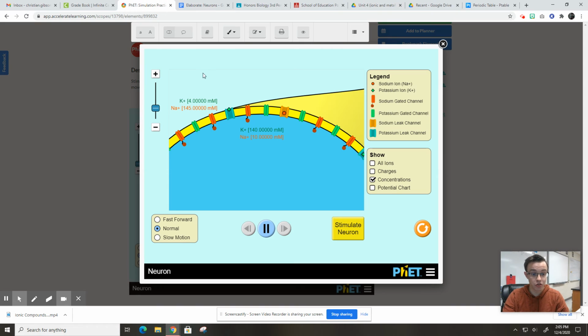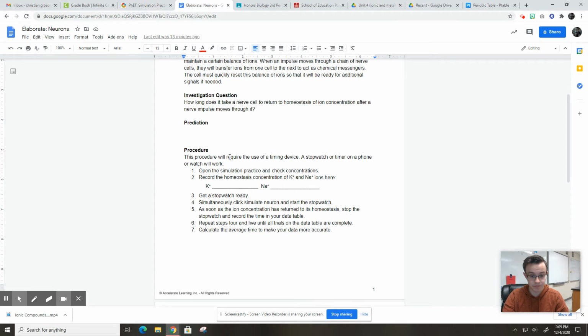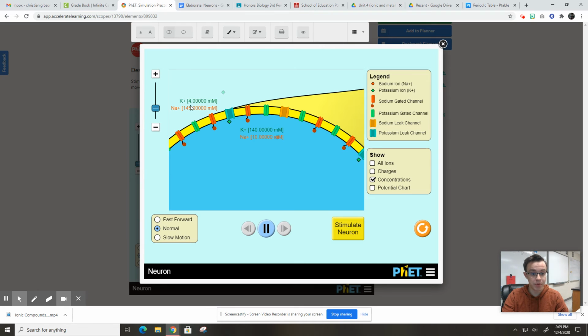So right now the normal level of potassium would be, you can choose inside or outside for this. It doesn't really matter. Let's do inside. So it would be 140, and then the normal level of sodium would be 10. Okay, so 140 and 10.